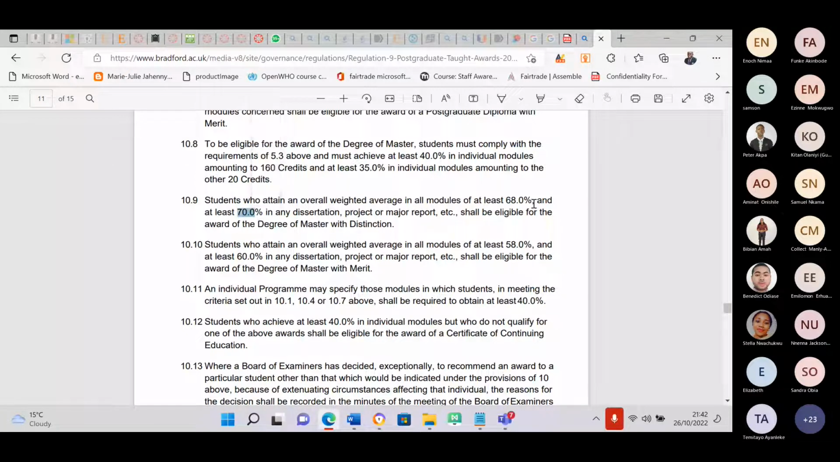If you have a 58% average in all your courses, and then you get 40% in your dissertation, you have missed distinction. Are you getting me? Okay. So let it be very clear. Dissertation is rated differently from other courses. And this average is your weighted average. It's not the normal average that you use. Okay? So let me show you what I mean by that.